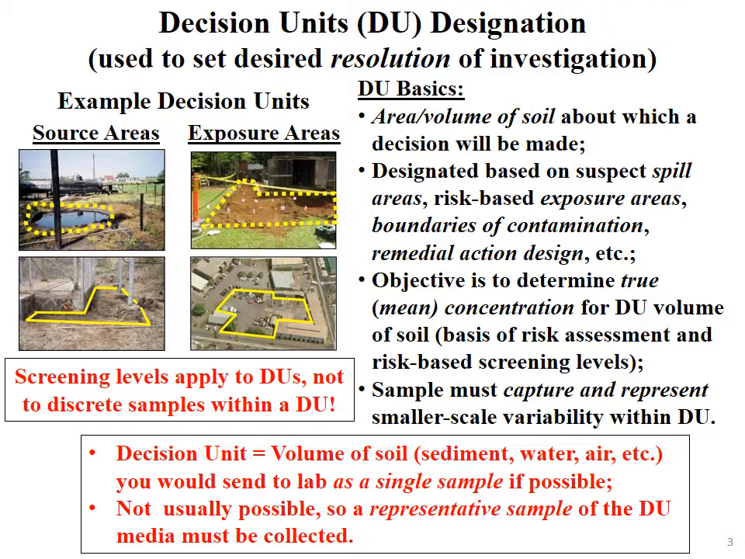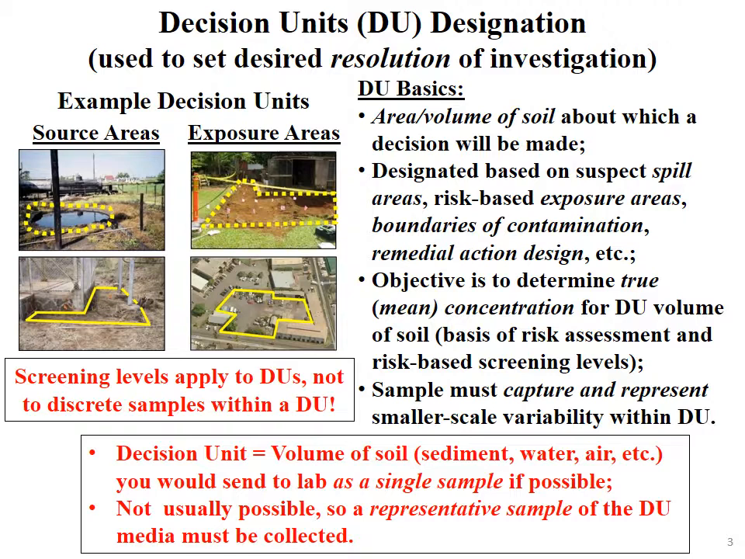A key point to remember is that the screening levels published by Hawaii, the same with US EPA's regional screening levels, or California's ESLs, are intended to address chronic long-term exposure. So we're not concerned about individual points within an exposure area. What we want to know is the true concentration of the soil within that exposure area, as if you could collect the entire volume of soil and send it to a laboratory as a single sample. Of course, we can't do that, so we have to collect a representative sample, and it's very important that the sample capture and represent smaller-scale variability within that decision unit.